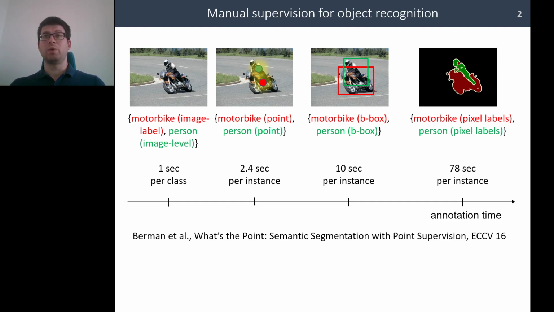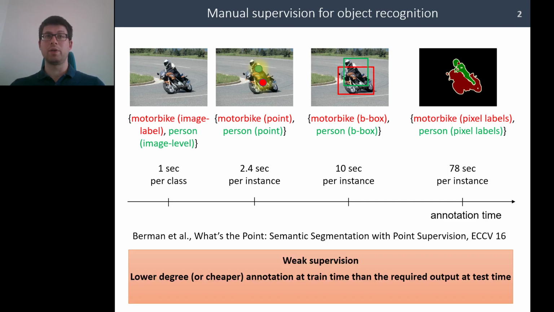So one way of moving forward, of reducing our dependency on annotations, is weakly supervised learning. Very roughly, weak supervision can be defined as using a lower degree of annotation or cheaper annotation at train time than the required output level at test time.